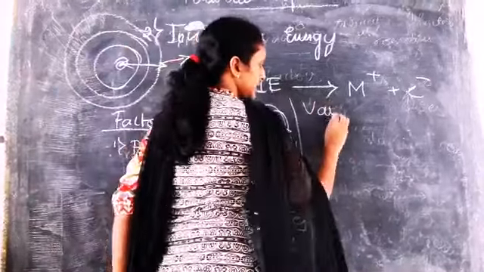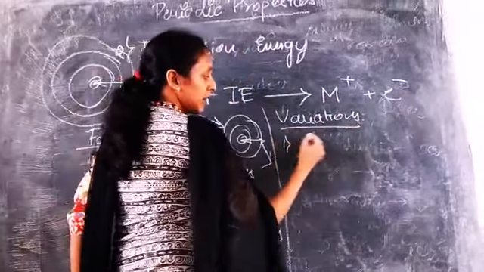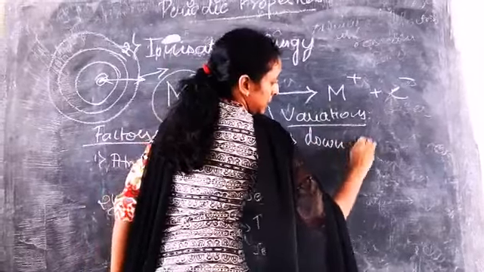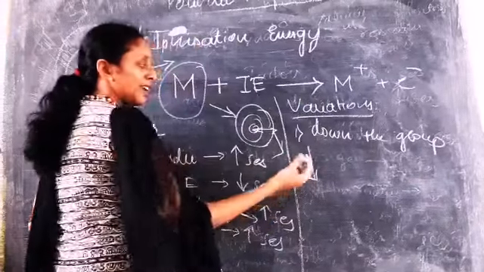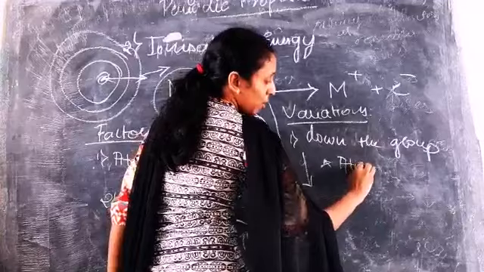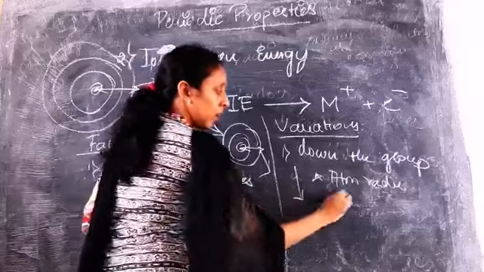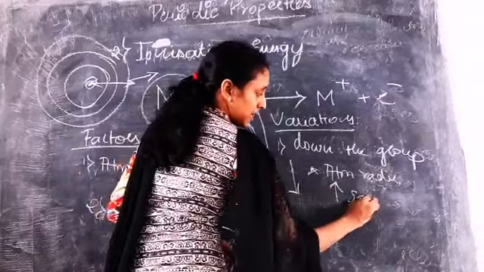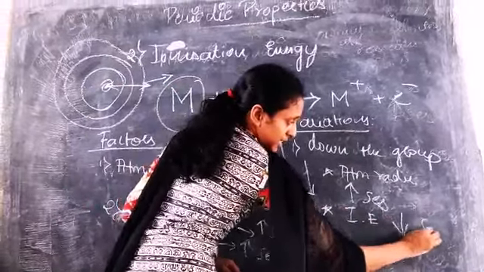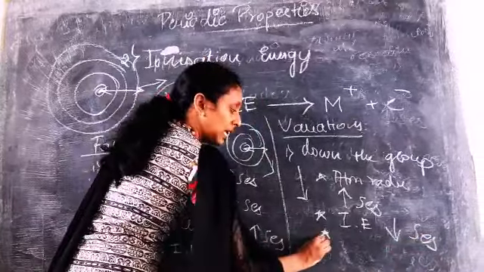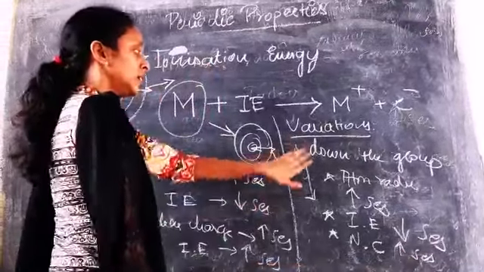So what are the variations? First variation, if you come down the group, the atomic radii increases, and the ionization energy decreases, and the nuclear charge also increases. Okay, this is down the group.